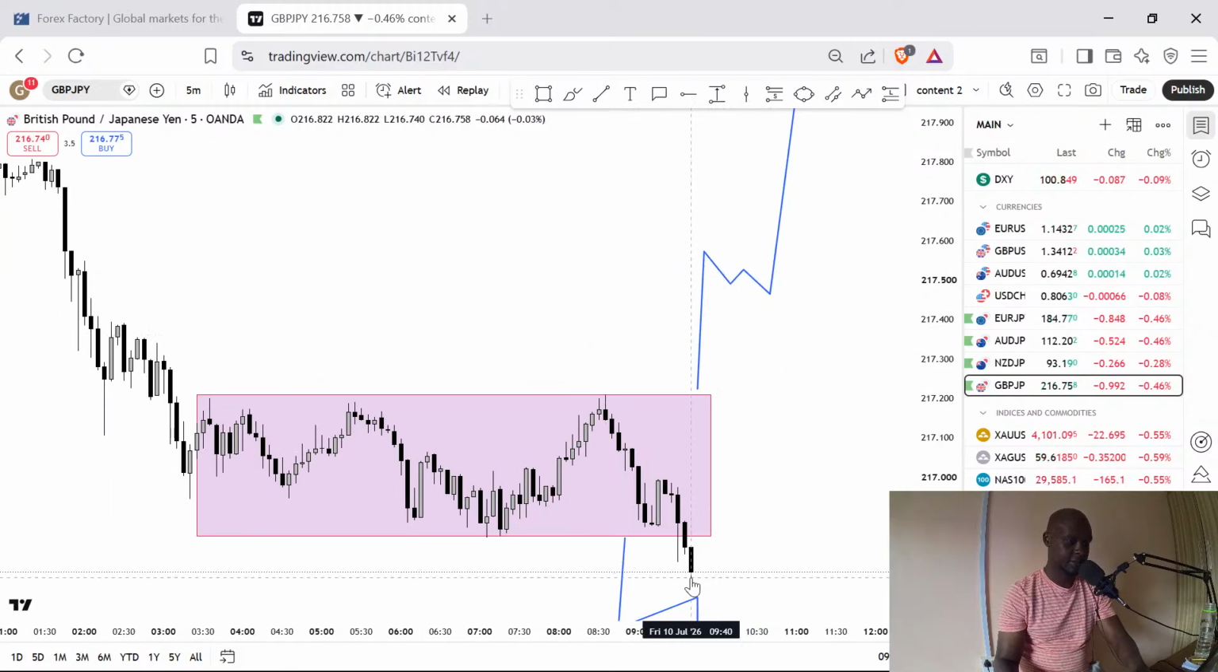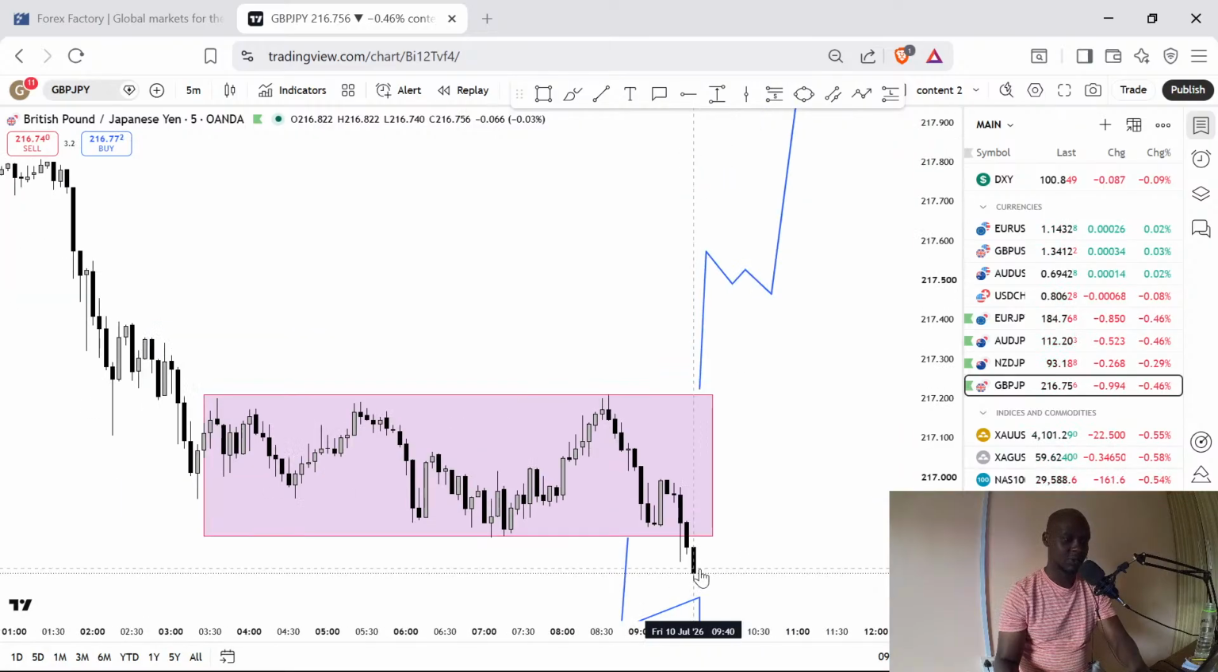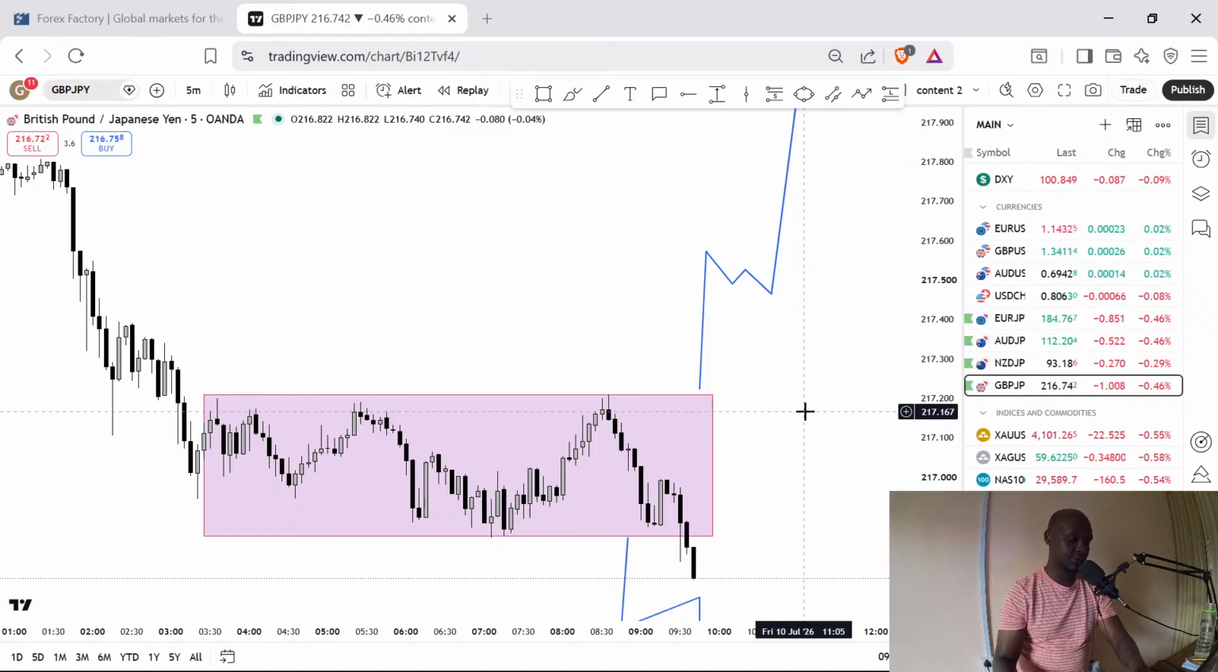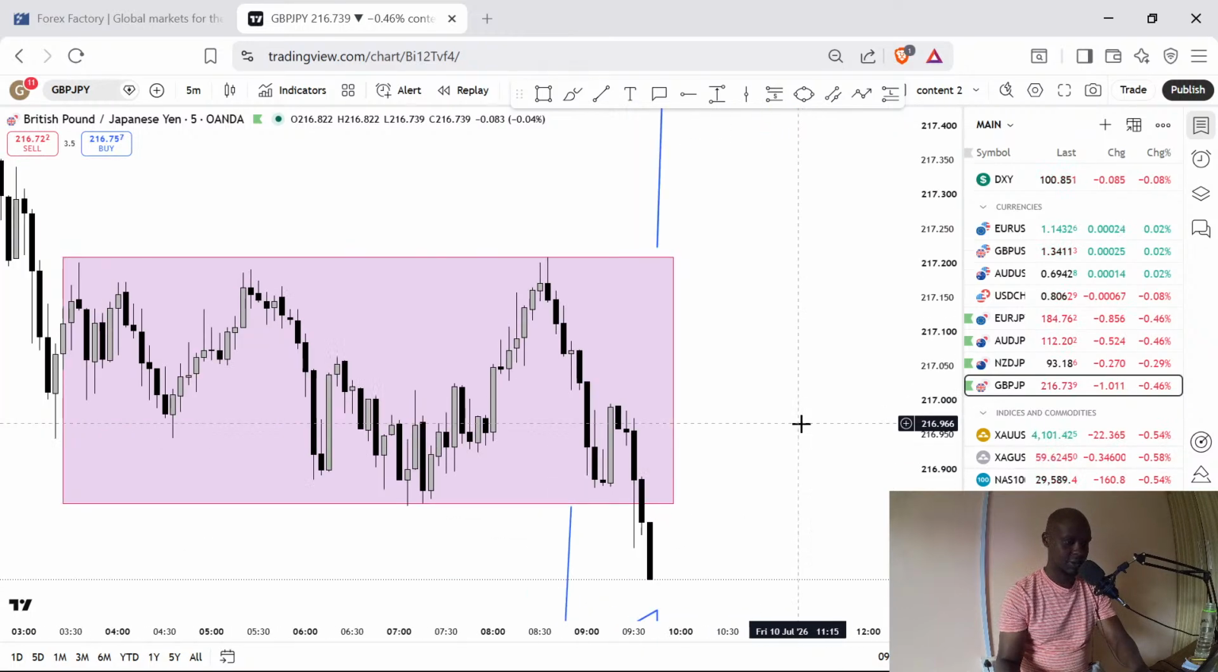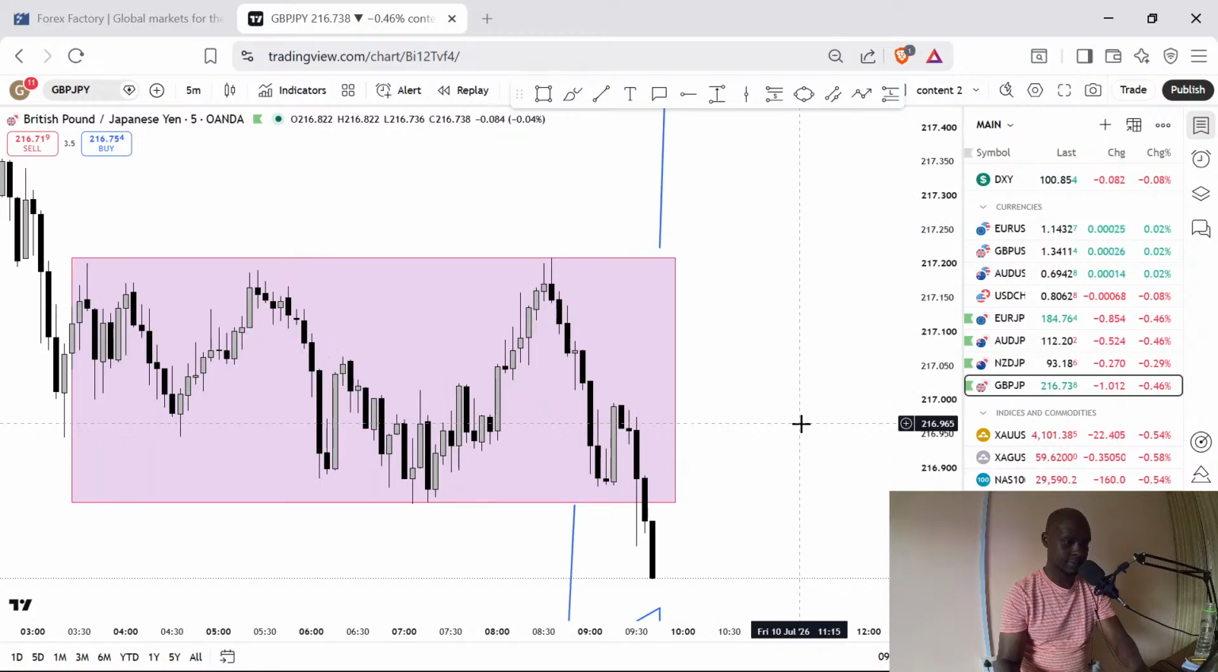Still waiting for more momentum on this candle. This is not a strong candle at the moment, but we still have a few minutes before we get the candle close. Then we'll wait for another candle. So first we wait for this candle to see how it's going to close. I like the way it's pushing lower and lower.